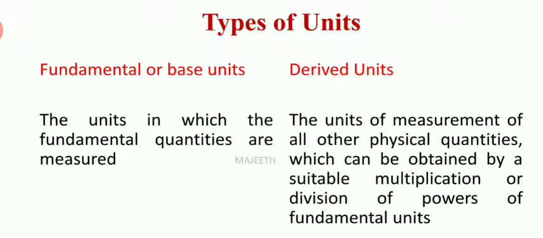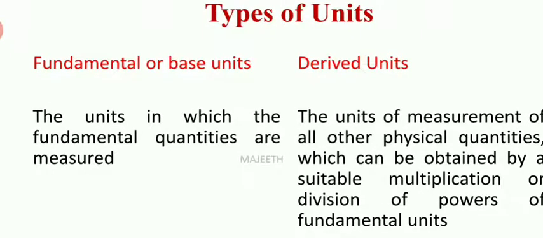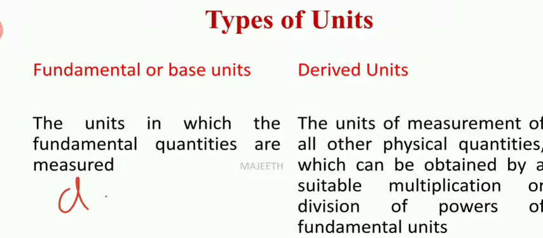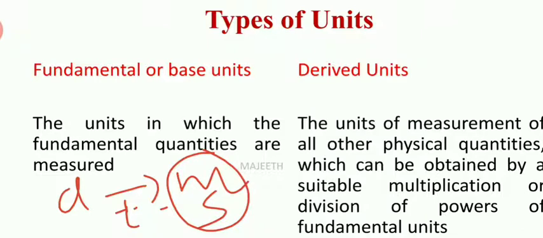The quantity which cannot be expressed in terms of other quantities is known as a fundamental quantity. We studied length, electric current, mass. Those come under the category of fundamental quantities. The units in which the fundamental quantities are measured are known as fundamental units. For example, distance is a fundamental quantity. What is its fundamental unit? Meter. Time is a fundamental quantity. What is the unit? Second. So meter and second come under the category of fundamental units.